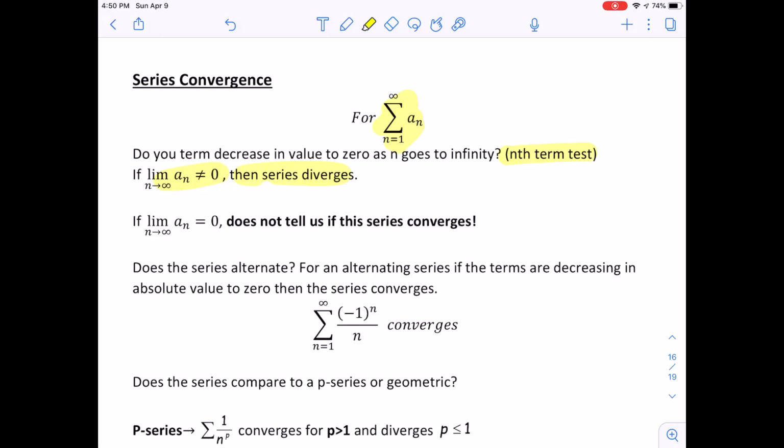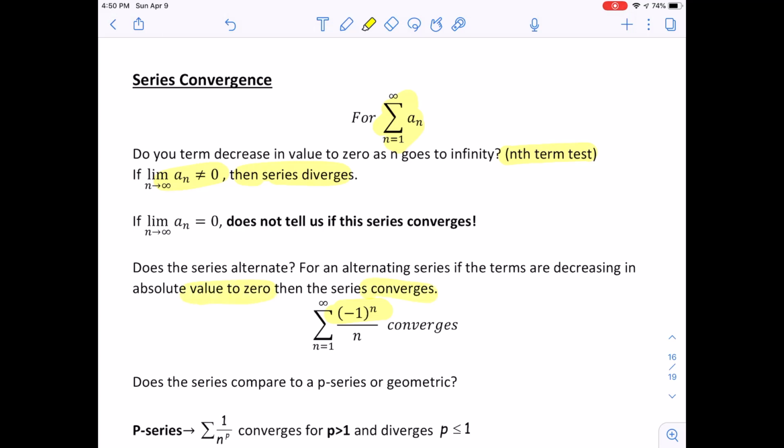Alternating series are also pretty easy to determine whether they converge or diverge. If you have an alternating series, you'll usually see an alternator like this, -1 to the n or -1 to the n plus 1. And typically what you're going to be looking for is, does this series decrease in absolute value to 0? If so, it converges. That's it, right?